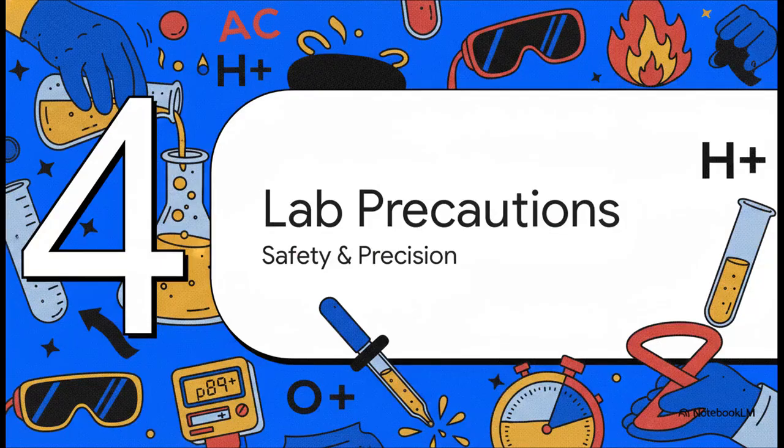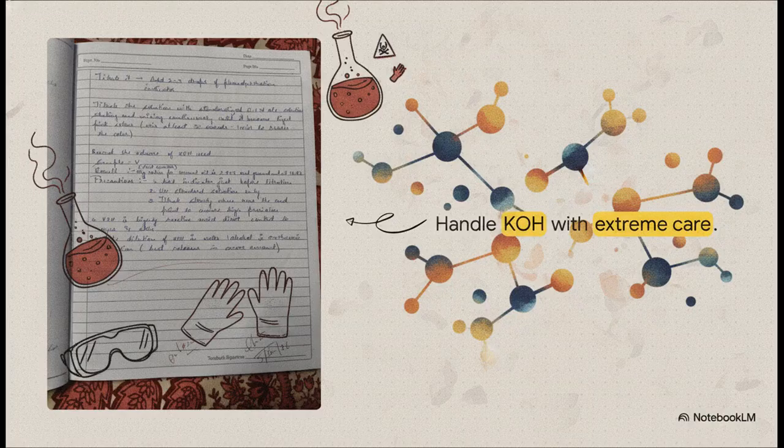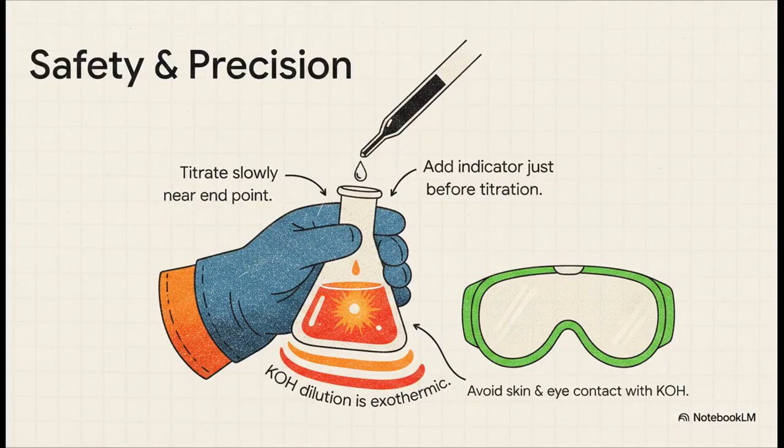Before we crunch the numbers, let's talk about part 4, crucial lab precautions. The experimenter deliberately dedicated an entire section of their notes just to safety, and for good reason. Potassium hydroxide is a highly reactive caustic substance. This is real chemistry, so it demands our full attention. Let's break down these non-negotiable safety and precision steps.